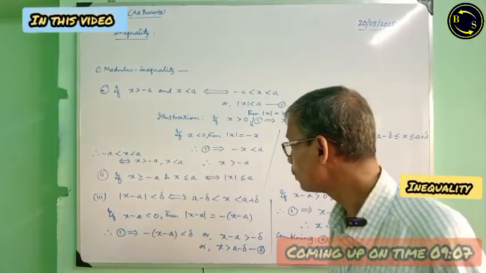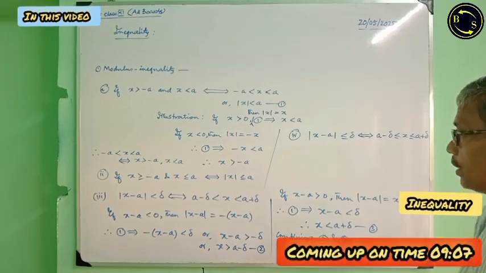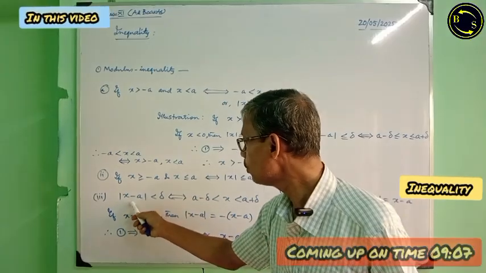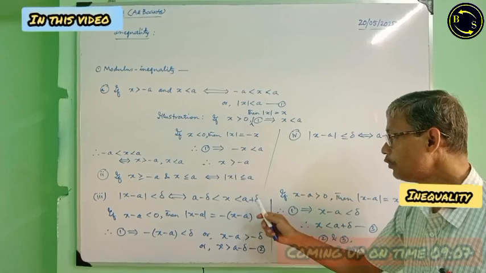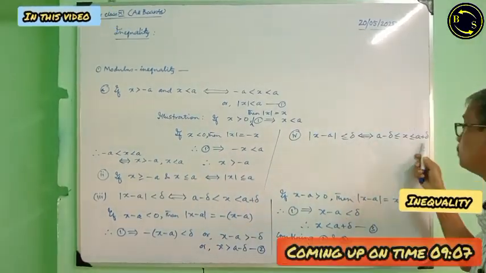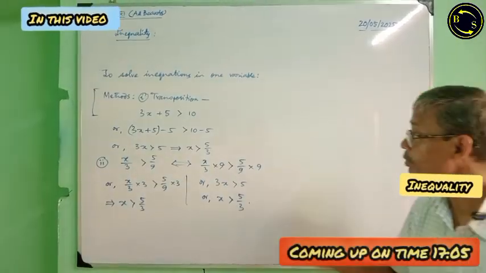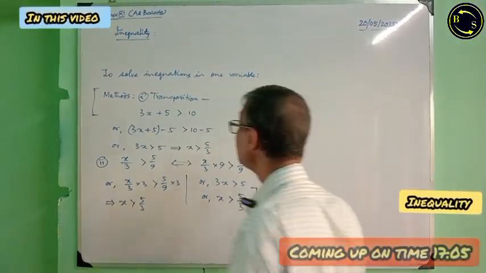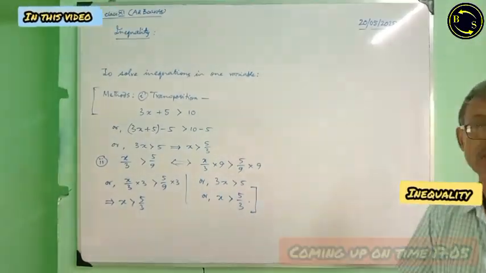I have tried here to make you understand step by step. Then first of all, this one is modulus inequality form, and this is inequality form. If we get this one, we shall write in the next step this one. If we get this one, then we shall write this one. Therefore, keeping in mind the properties discussed earlier about the inequalities, we can solve easily the given inequation in one variable.